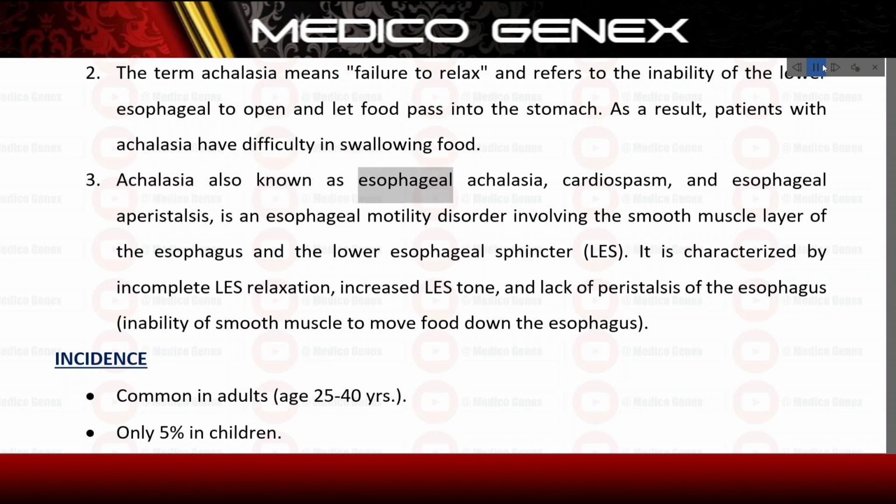Achalasia, also known as esophageal achalasia, cardiospasm, and esophageal aperistalsis, is an esophageal motility disorder involving the smooth muscle layer of the esophagus and the lower esophageal sphincter, LES. It is characterized by incomplete LES relaxation, increased LES tone, and lack of peristalsis of the esophagus, inability of smooth muscle to move food down the esophagus.